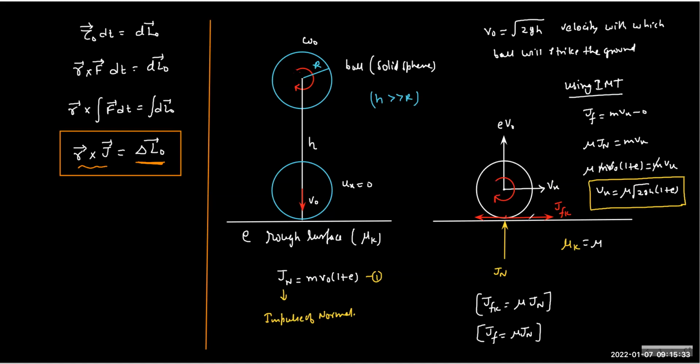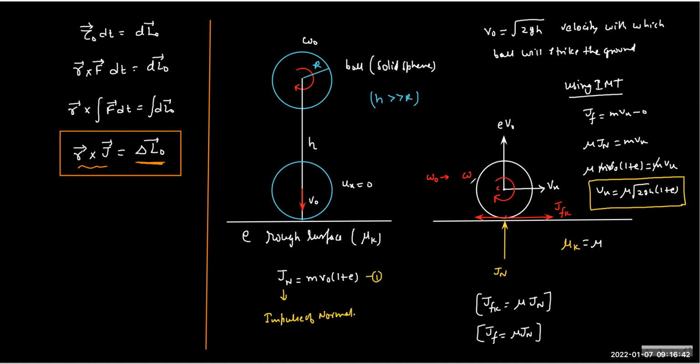But something interesting happened here. If you look at all the impulsive forces, there are two impulses, normal and friction. About the center of mass, which impulse can create torque? The friction. Friction can create torque about the center of mass, and you can see that the friction is acting in a way to decrease omega. Is it supporting omega or opposing omega? Decreasing. Exactly. So now omega naught will change to some new value omega. After the impact, in a very short duration, the JFK will change omega naught to omega almost in no time.